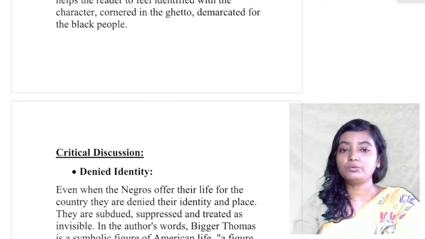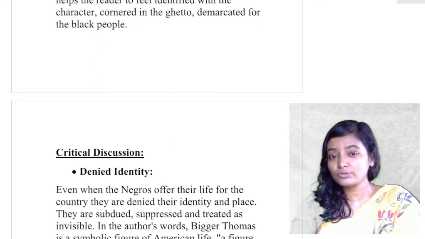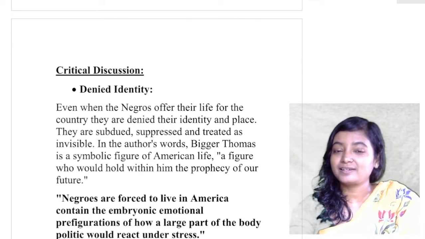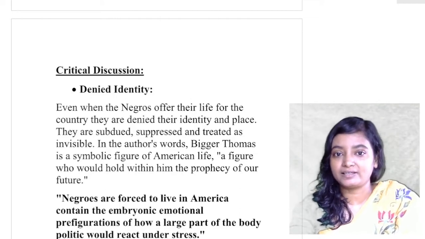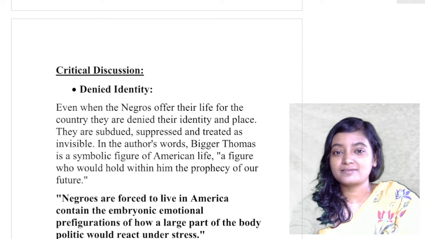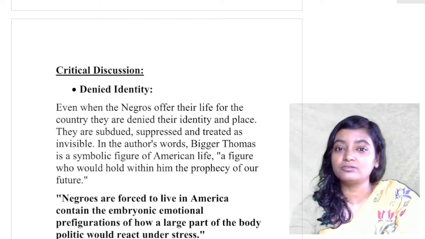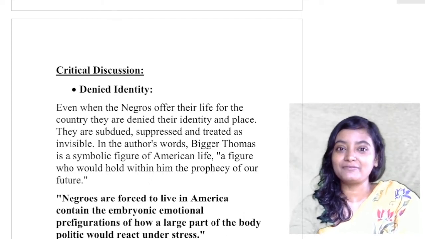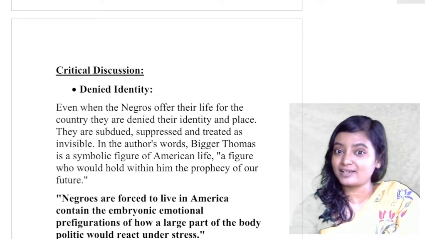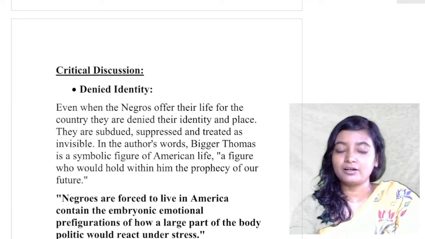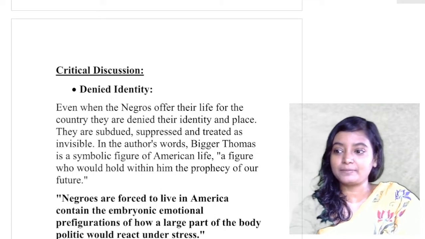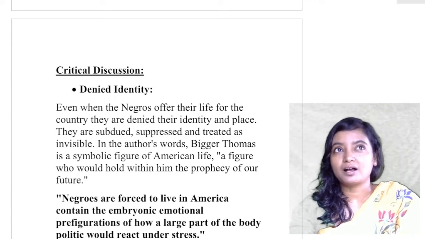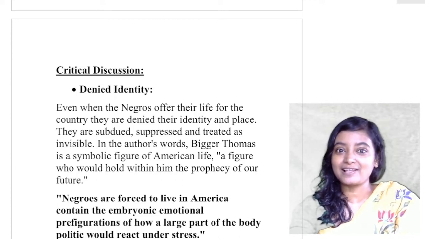And now we will discuss the different issues or different aspects of this novel. Denied identity. The recurrent theme, the recurrent motif of this novel is denied identity. Bigger Thomas is denied his identity as a human being. That's why after murdering Mary, he confessed to Max that now I feel I am free, I feel that I am alive. The last line in the summary we have talked about: I am going to die, I am under the death sentence for killing a white woman, but I am feeling that I am alive. Otherwise, when I was alive, I didn't feel that I was alive.